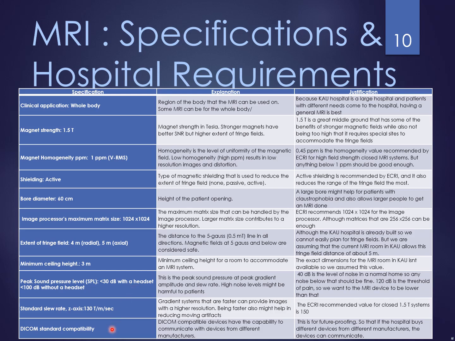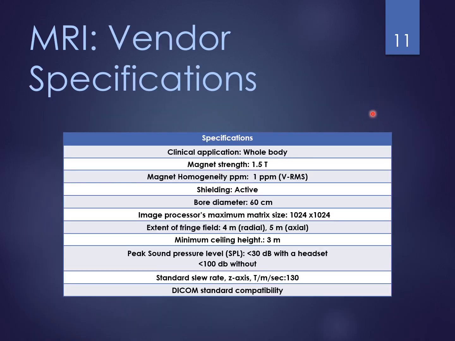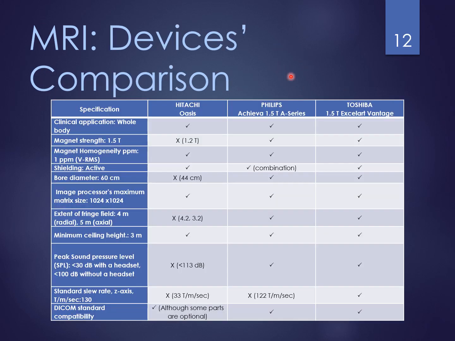For the DICOM standard, this is a standard that allows devices from different manufacturers to communicate. We want this to be supported for future proofing, so that if the hospital buys a device from a different manufacturer, data can be transferred between the devices. This is a tender document containing all the specifications that we can send to the vendors. Here we compare some MRI devices from different manufacturers.